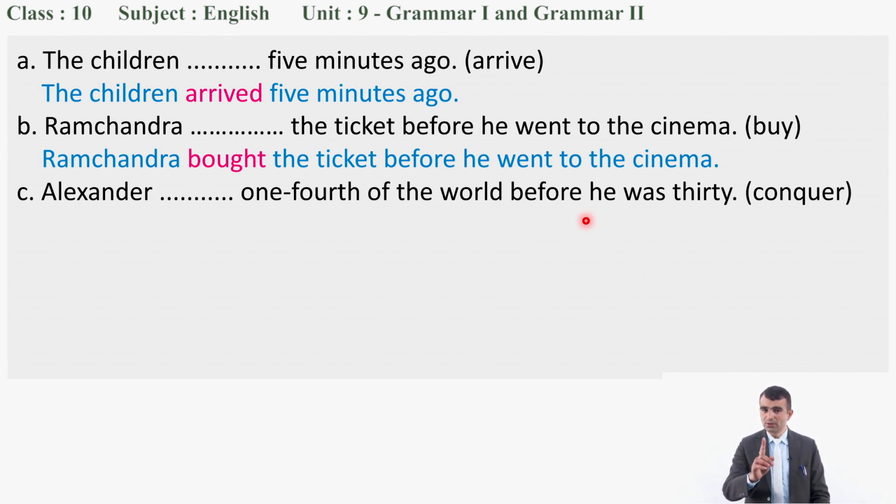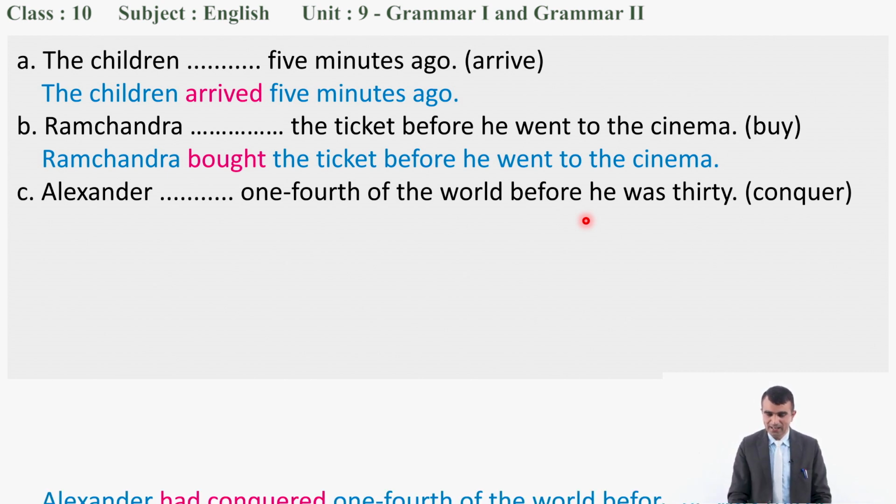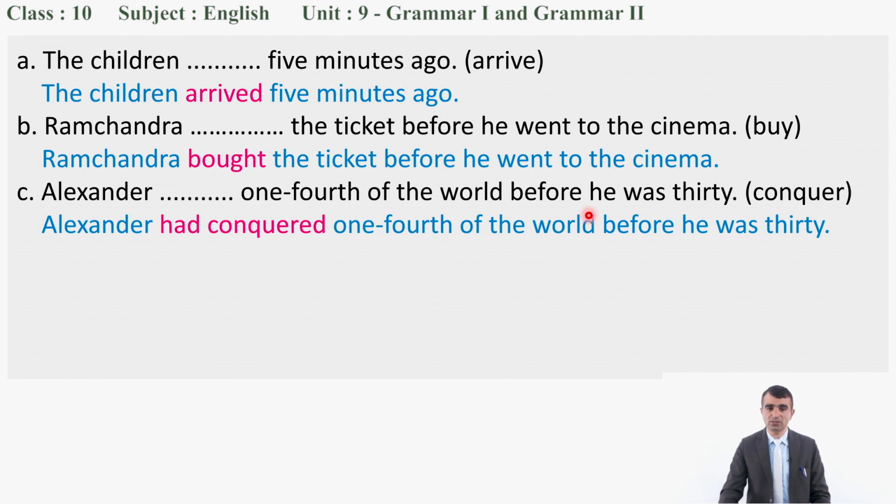Remember, whether the second activity, the second event, is a continuation of the first or not. What do you use here? Good. Had plus past participle structure. Alexander had conquered a quarter of the world before he was 30.